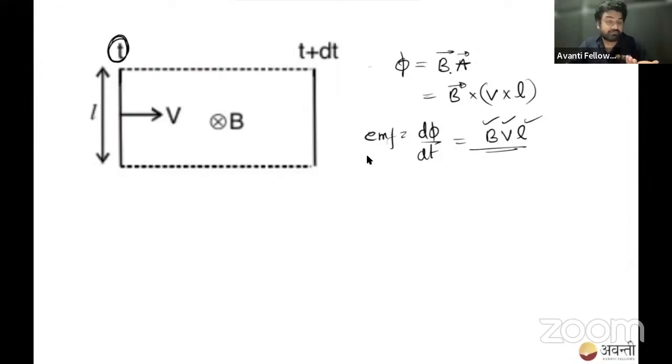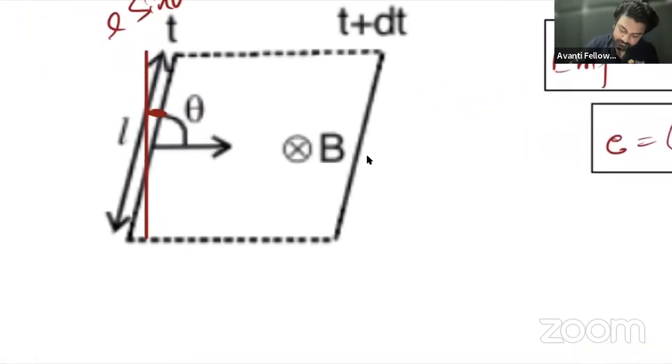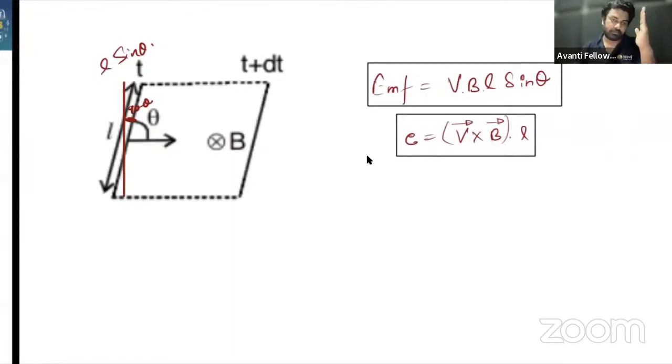Now let's say the rod is moving with some angle theta, so our condition is that it should move perpendicularly only, right? So we will make it perpendicular. We will use VBL and the component of this length. That will be L sine theta, because this is 90 minus theta, right? So we'll make the rod perpendicular and we'll get the EMF. So this is an important formula. Please note it. Questions are asked from this area.